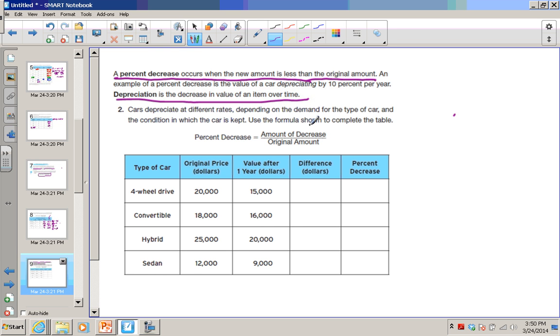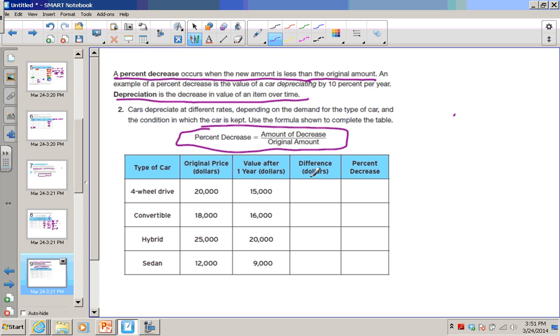So cars depreciate at different rates depending on the demand for the type of car and the condition in which the car is kept. Use the formula shown in the table to complete the table. So here we are. It's the same kind of thing as percent increase, only percent decrease is the amount it decreases over the original amount. Instead of the amount it increases, it's just the amount it decreases.